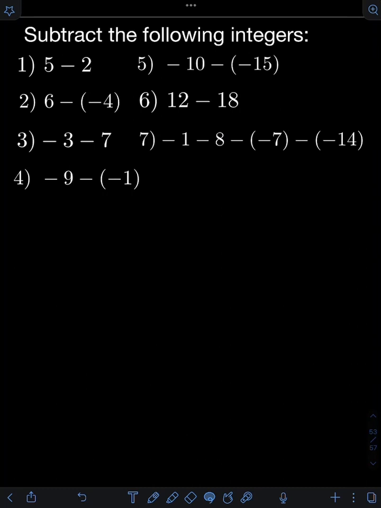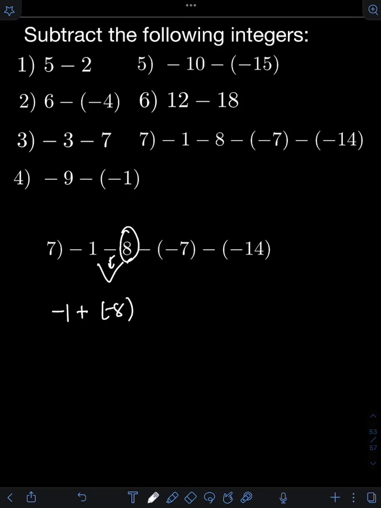Next, for number 7, we have negative 1 minus 8 minus negative 7 minus negative 14. Let's start with the first two numbers. We have negative 1 minus positive 8. We need to change the operation to plus. And then this positive 8, let's change the sign to its opposite. It will become negative 8. If we add negative 1 plus negative 8, that's like signs. They are both negative. So we just add the absolute value, 1 plus 8, that will be 9. And then copy their same sign, which is negative. So we have negative 9.